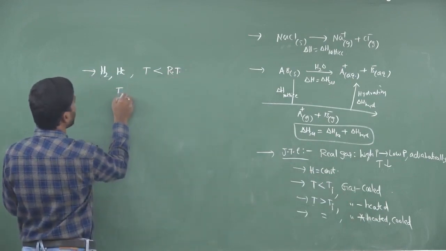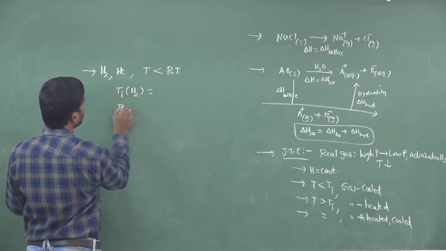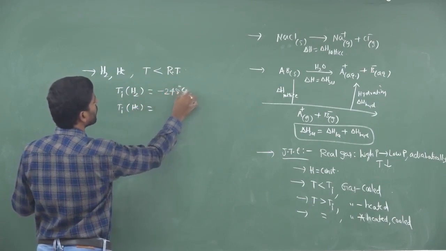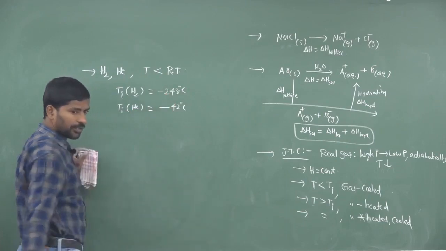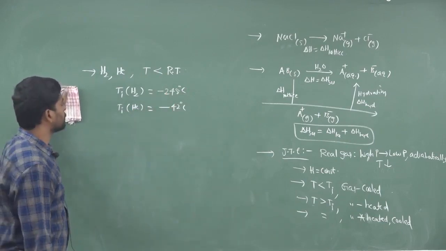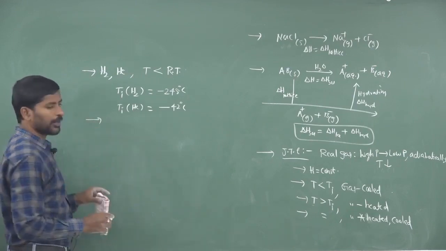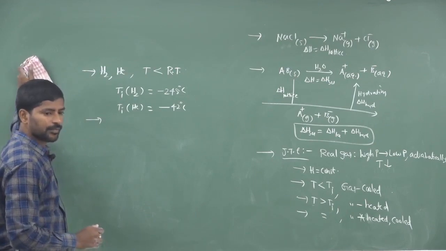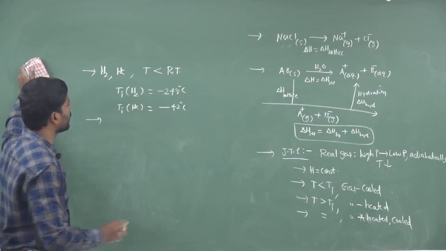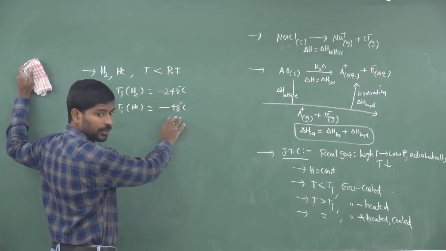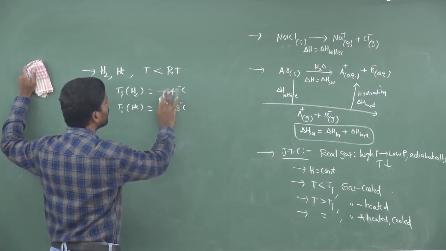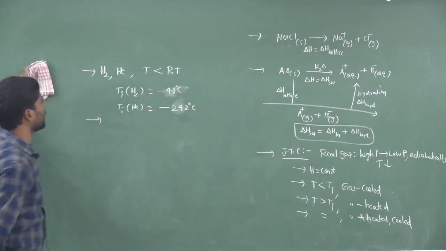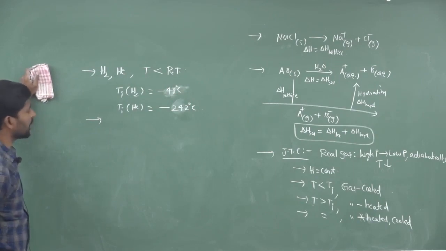What is the inversion temperature for hydrogen and helium? Around minus 240. Let me check the inversion temperatures for hydrogen and helium. Right: the inversion temperature for hydrogen is minus 48 and for helium minus 242 degrees centigrade.